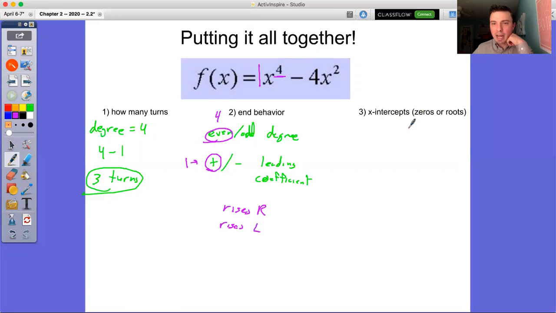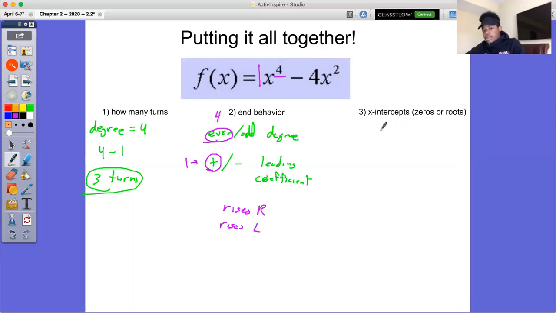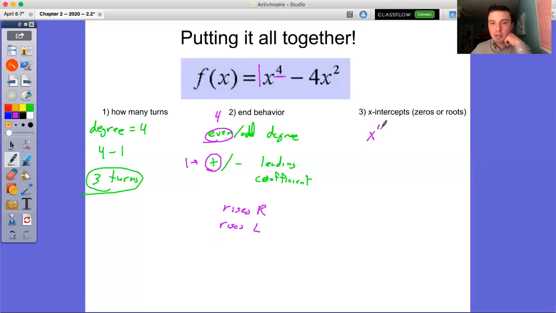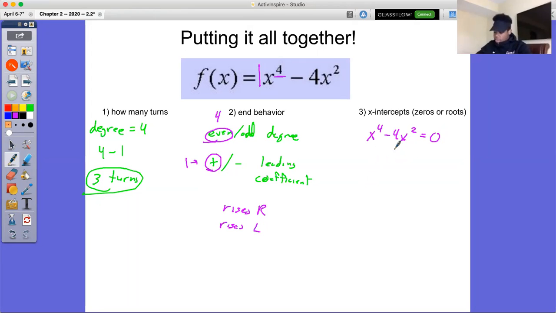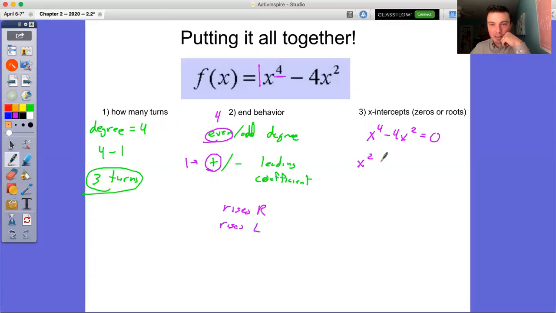And then lastly, we need our x-intercepts. How do we find x-intercepts again? How do we start it? Finding zeros. Yes, finding zeros. Set the whole thing equal to 0, factor and solve. x to the 4th minus 4x squared equals 0. Now what? Take out 2 x's, starting out, x squared, and then we're going to have x squared minus 4 equals 0.